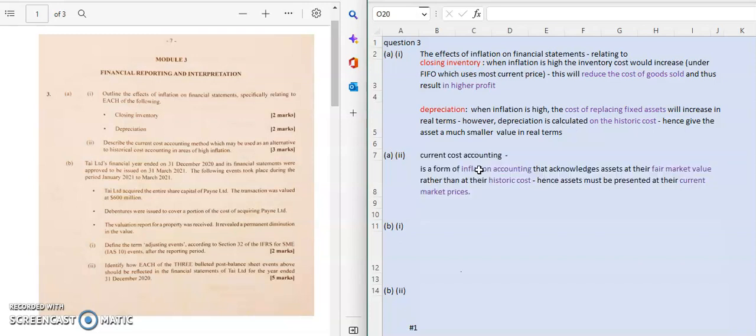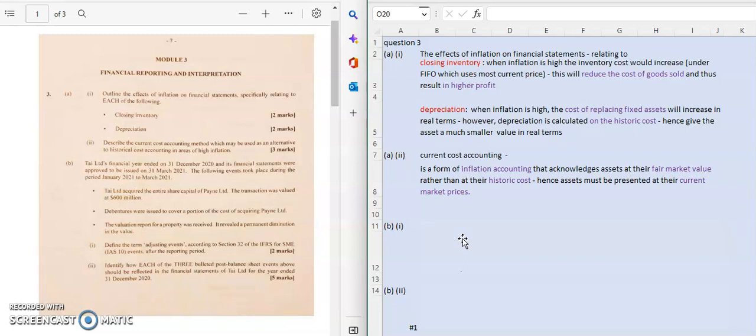However, current cost accounting is a form of inflation accounting, right? That acknowledges assets at their fair market values rather than their historic costs. So that would mean that when you are doing current cost accounting, you have to disclose the assets at their current market prices, right? You have to keep adjusting and presenting them at their current market prices. So that is part two of that question. So let's move to part B.